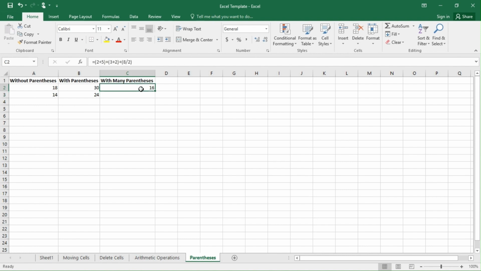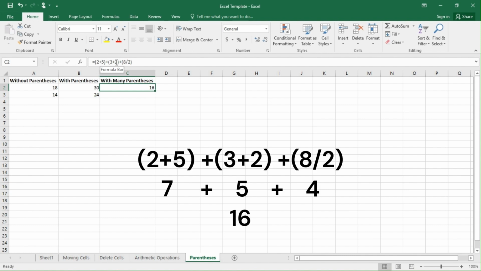What does this mean? First, it calculated all the values in the brackets. 2 plus 5 is 7. 3 plus 2 is 5. So 5 plus 7 is 12. Now, 8 divided by 2 is 4. Now, 12 plus 4 gives us 16. This is how we have it here.